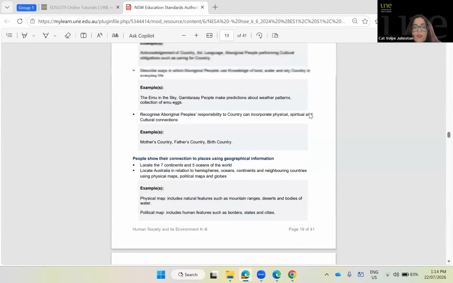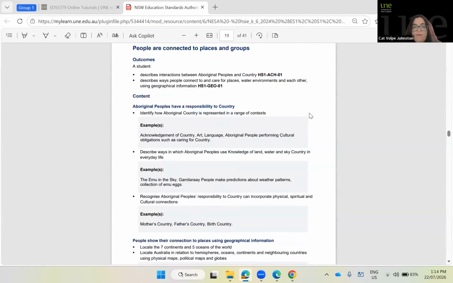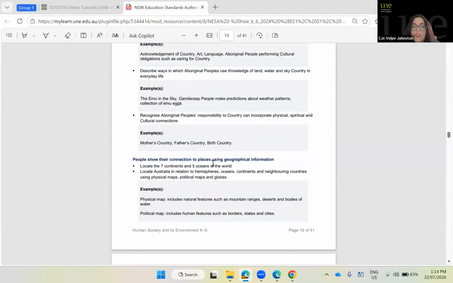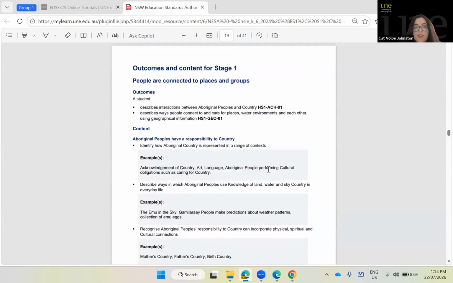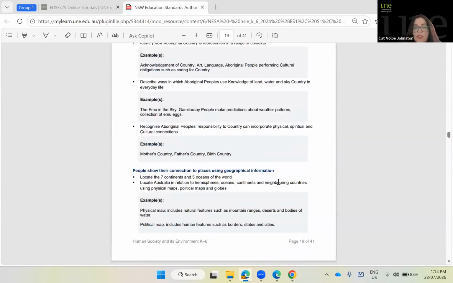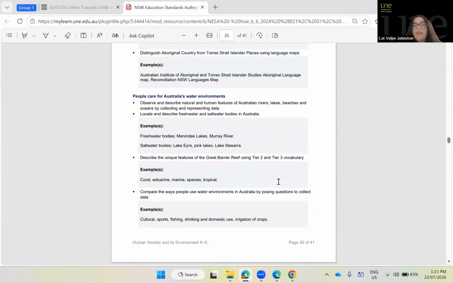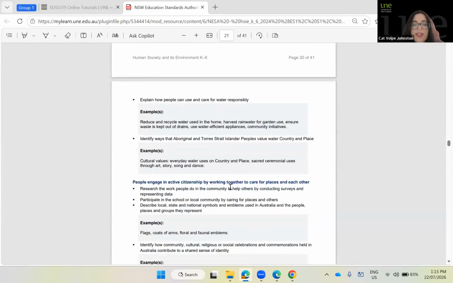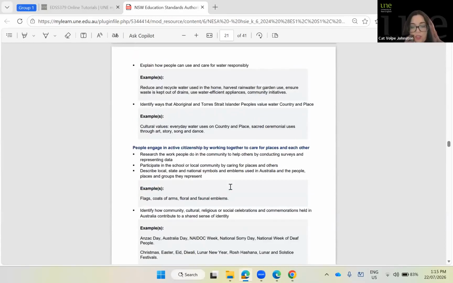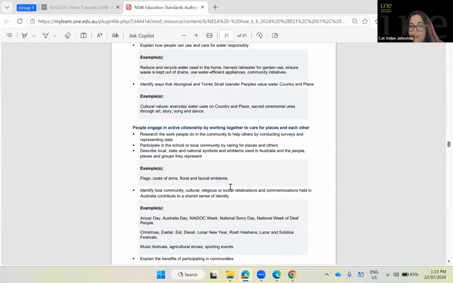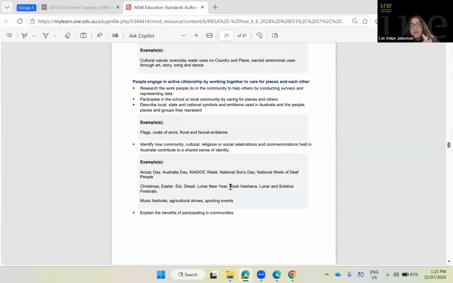Yeah, you could even focus on people show their connection to places using geographical information, that skill development being right there for sure, and maybe the Aboriginal focus in a unit of work, and then bringing in the care for Australia's water environment, and then engaging in active citizenship by working together to care for places and each other. So, or there could be elements of each brought in.